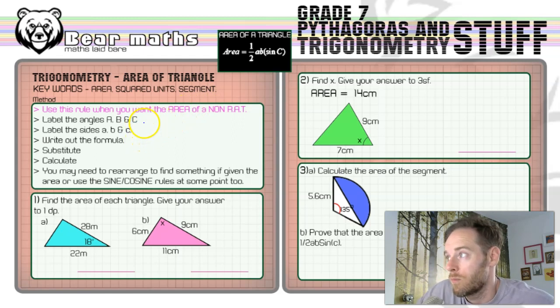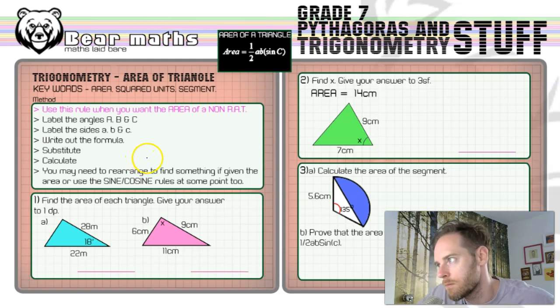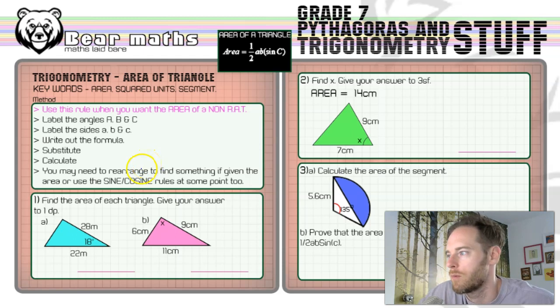We do it the same method as the sine and cosine rules. So label the angles, big A, big B, big C, and the sides, little a, little b, little c. Write out the formula, substitute, calculate. We might need to rearrange at some point if we're given the area, and we might need to employ the sine and cosine rules as well. We'll have to look at some of these questions and see if we need to do that.